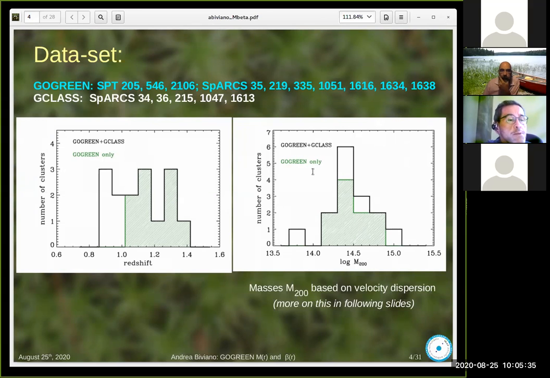And here's the distribution in redshift. You can see that, can you see my pointer, by the way? Yes. Okay, so you see the distribution in redshift of the sample, going from 0.9 to 1.4, and the distribution in mass is pretty peaked at the value 14.4 in log M200, and that means basically these are massive clusters, okay? Because at that redshift, these are really massive clusters.